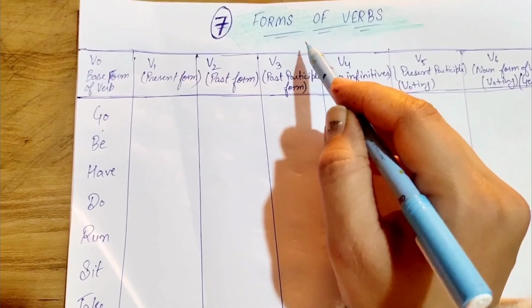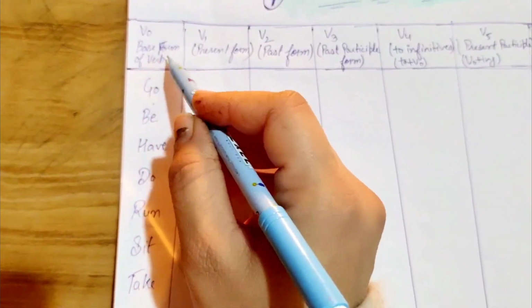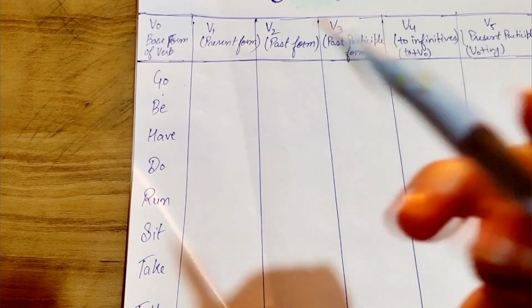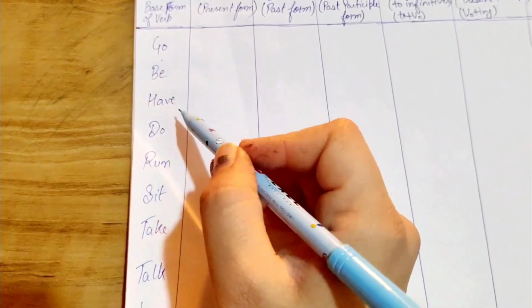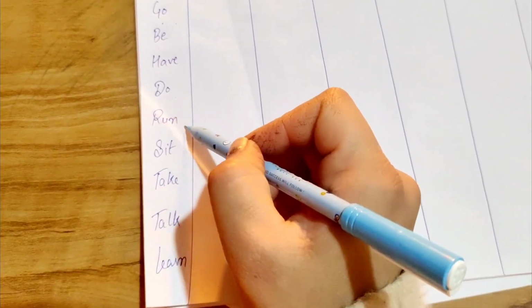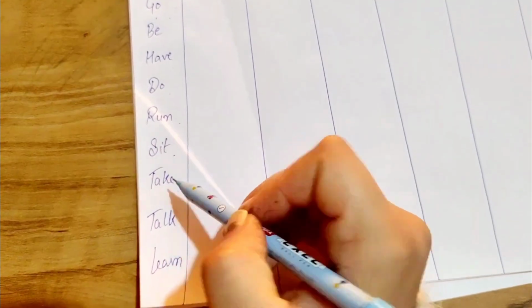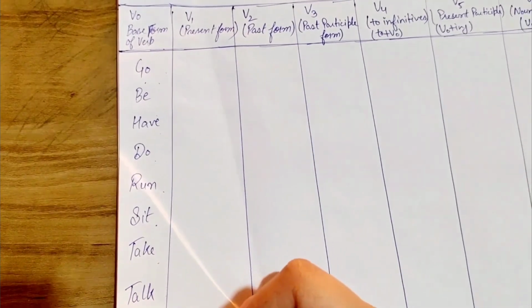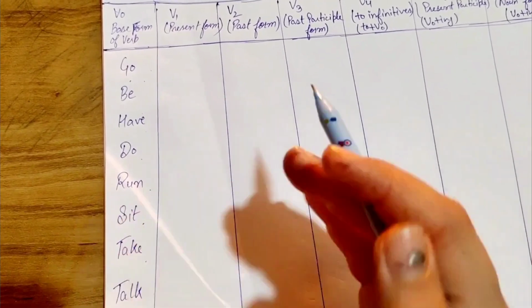So, firstly, we will talk about base form of verb, which is zero form of verb, like go, be, have, do, run, sit, take, talk, and learn. These are zero forms of verbs. From these only the other forms will be formed.